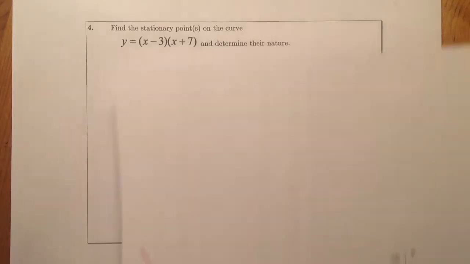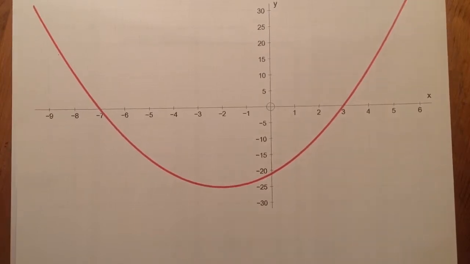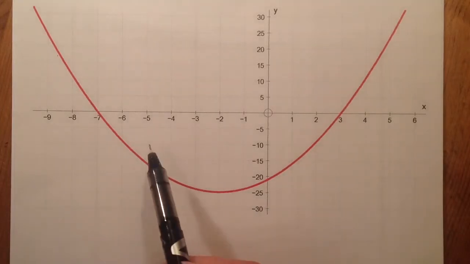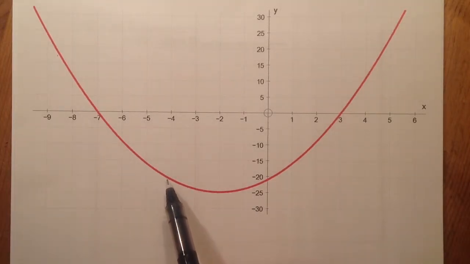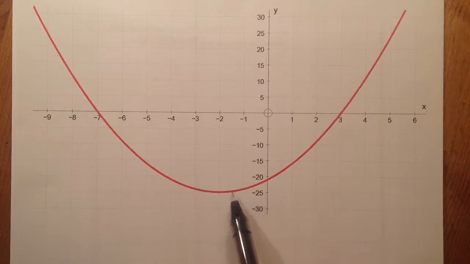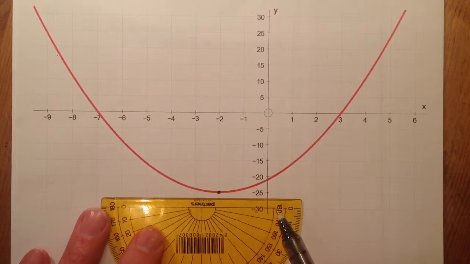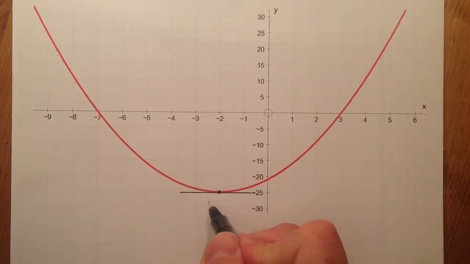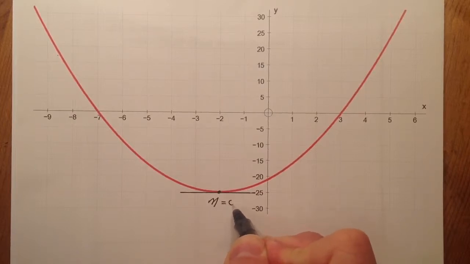So I've got a graph of what we're going to try and achieve. This is the curve that we're going to be looking at, and what I'm interested in is finding out where the stationary points are. The stationary points are at places where the gradient or the slope of the curve is flat. So I'm looking down here at a point, and I can see there that the gradient is equal to 0 at that point, and that's what I'm going to be doing.